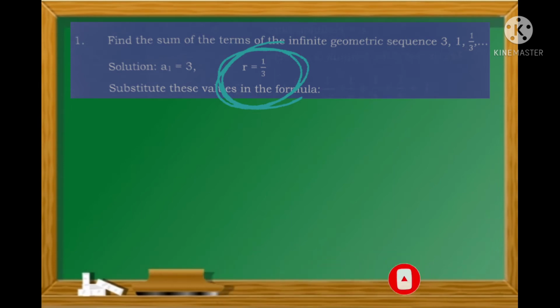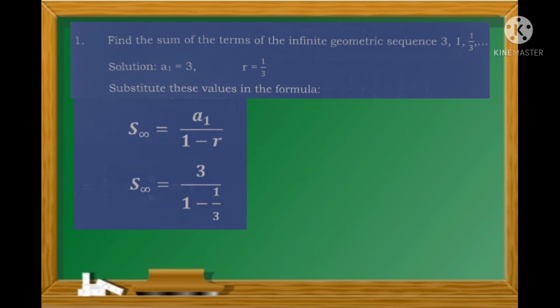Can you still remember how to solve the value of r? We simply divide the second term by the first term or divide the third term by the second term. So, 1 divided by 3, that is 1/3. Then, 1/3 divided by 1, that is also 1/3. So, therefore, the common ratio of the given geometric sequence is 1/3.